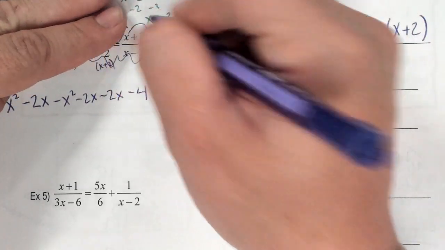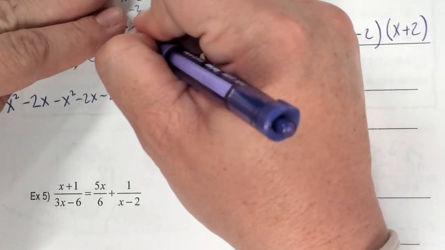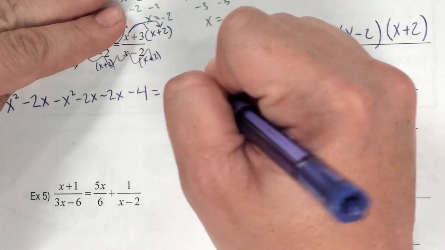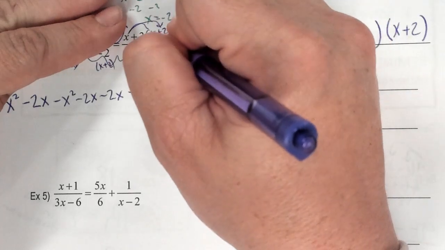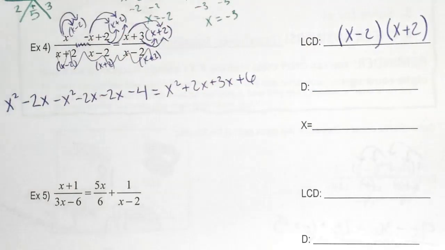So x times x is x squared. X times 2 is 2x. 3 times x is 3x. And 3 times 2 is 6. So like I said, looks super gross. But once we start combining like terms, it'll look just like number 1. Or number 3, sorry.